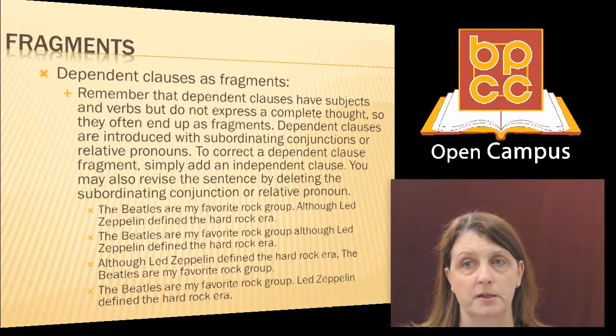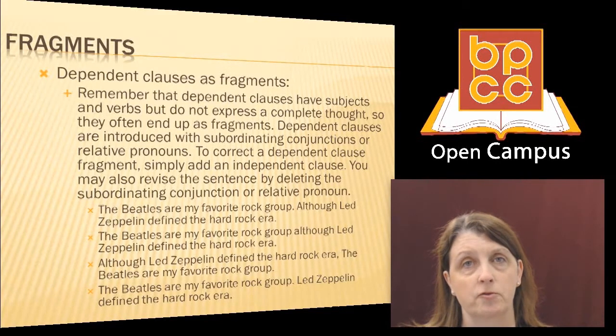To correct a dependent clause fragment, simply add an independent clause. You may also revise the sentence by deleting the subordinating conjunction or relative pronoun. And here's an example. The Beatles are my favorite rock group. Good sentence. Although Led Zeppelin defined the hard rock era. Fragment. We see the subordinating conjunction although at the beginning, and we see also that that sentence does not express a complete thought. So let's go to the next one.